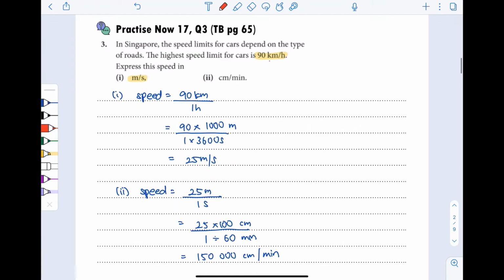So we first break down 90 kilometers per hour into 90 kilometers divided by 1 hour. In 90 kilometers itself, we have to change it into meters because our question wants it to be meters per second. Then our 1 hour, we also have to change it into seconds because our question wants it in meters per second.